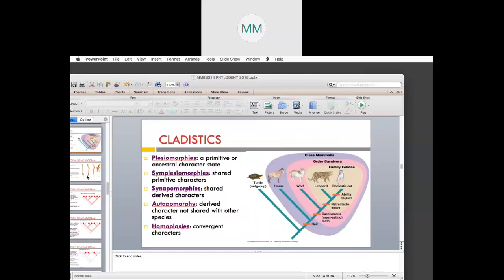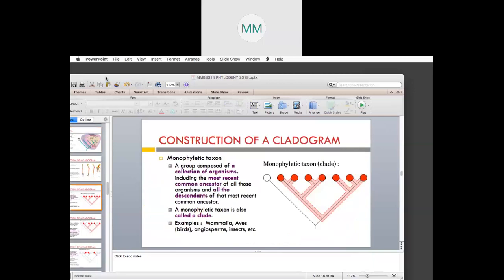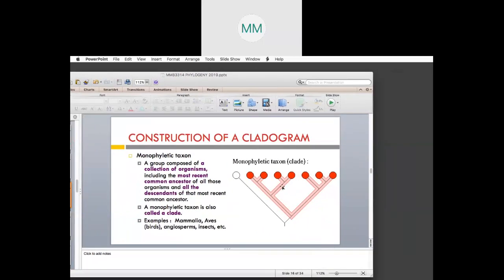This point is very important so that I can jump into this point. Once you understand how characters are similar or derived or not derived, and shared and not shared, it helps us understand the clading, the kind of clades that we have. So the first clade we should know of is monophyletic taxon. A group that is composed of a collection of organisms, including the most recent common ancestor, and all the descendants of the most recent common ancestor.